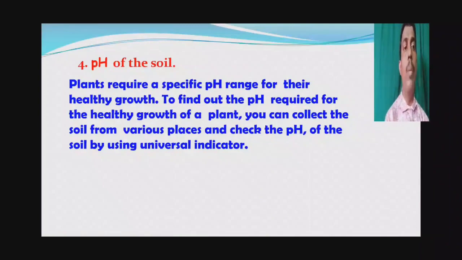To find out the pH required for the healthy growth of a plant, you can collect soil from various places and check the pH of the soil using universal indicator. Collect the soil from different places and add water to the soil sample. Filter it and you will get the filtrate. When universal indicator is dipped in that filtrate, you can find the pH of the soil.